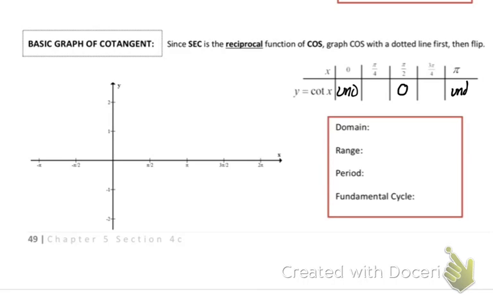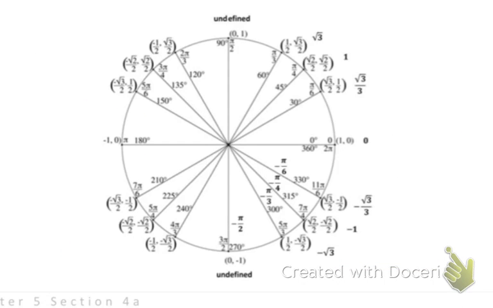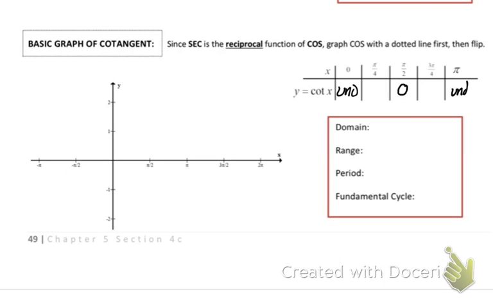And then at pi over 4, my tangent's 1, so my cotangent must also be 1. And the same thing's true for 3 pi over 4. All right, so once again, I'm going to put a vertical asymptote where it doesn't exist, so that's at 0 and pi. I'll put a point, yeah. Why wouldn't it be -1 at 3 pi over 4? It should be. It should absolutely be -1. Awesome catch.